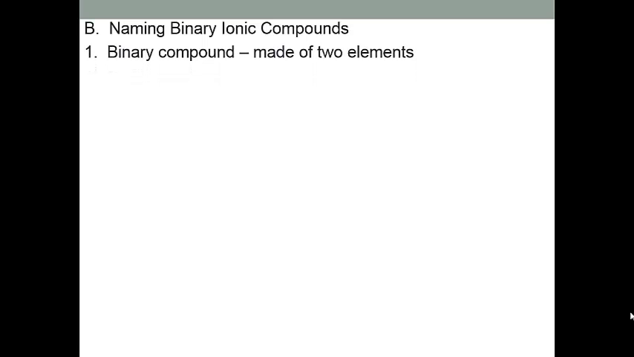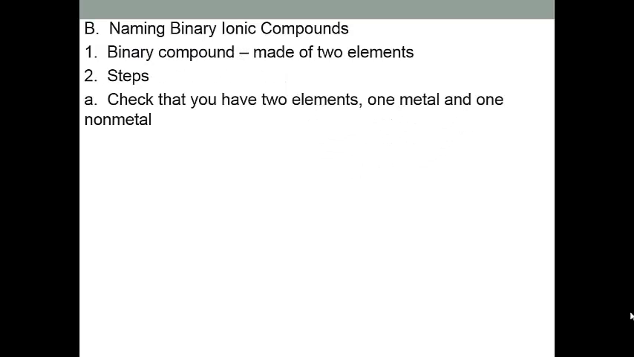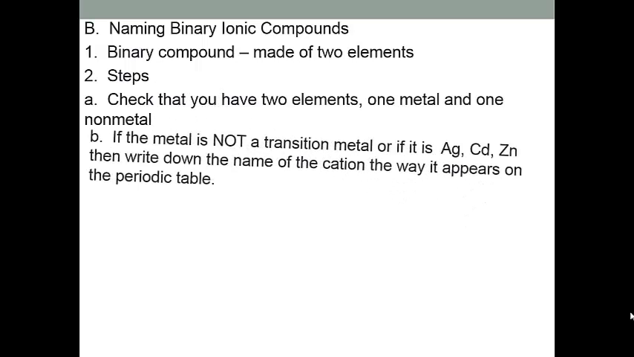Binary compounds, we're going to start with those. Those are made up of just two elements, a metal and a nonmetal. So binary, that prefix means two. And some steps on how to name these. First of all, you want to make sure that you only have two elements, and you can check on your periodic table, make sure one's a metal, make sure one is a nonmetal.